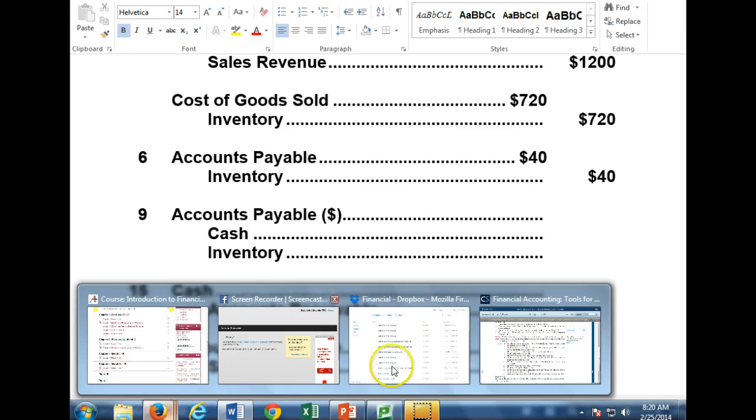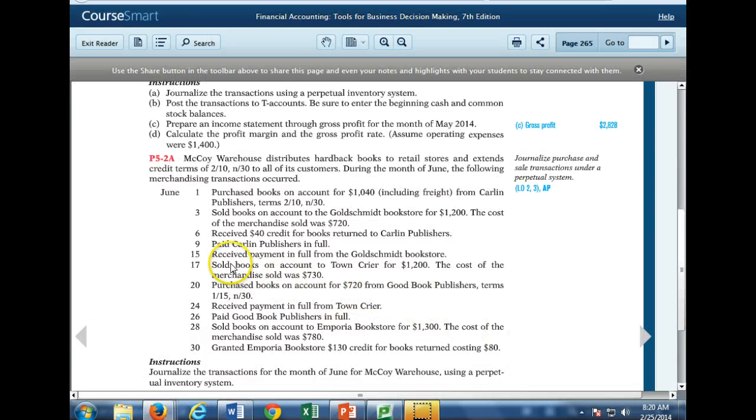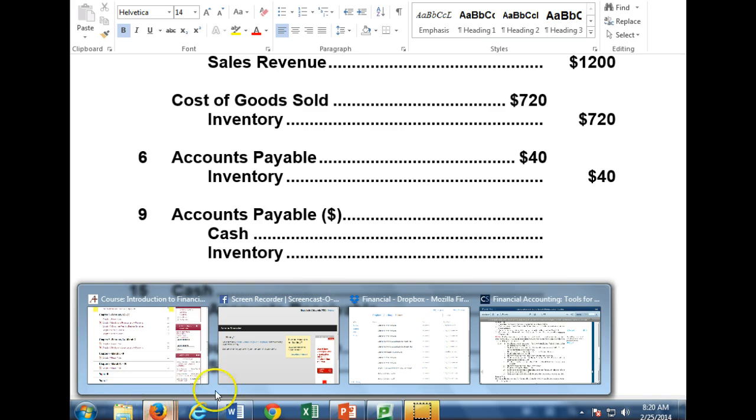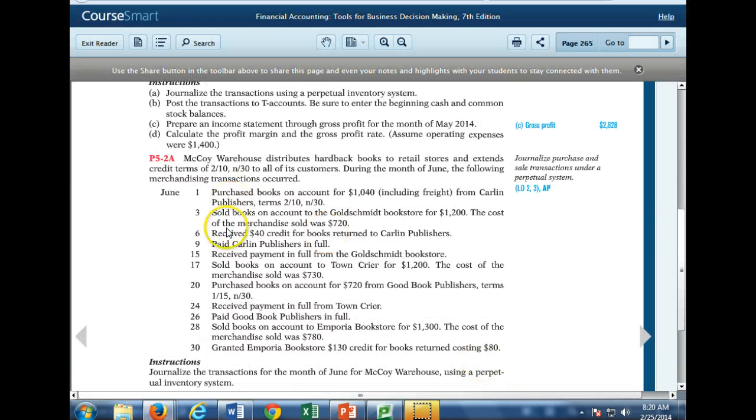as we move on here, we're going to have sold books on account to Town Crier for $1,200. The cost of the merchandise sold was $730. Are we going to have two separate transactions there also? So basically what we're going to need to do there is show the sales. Okay, let me just see where I am. Guys, I missed two of them.